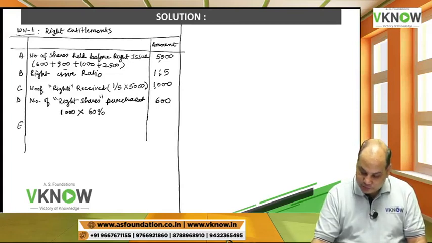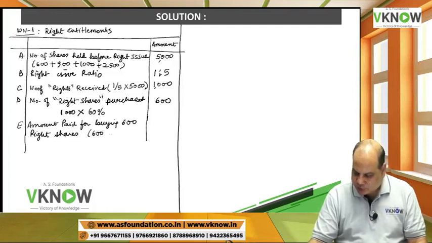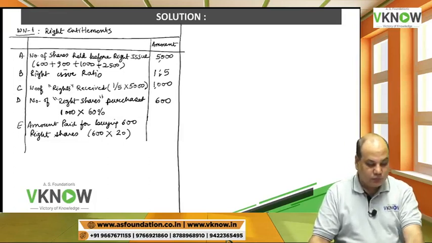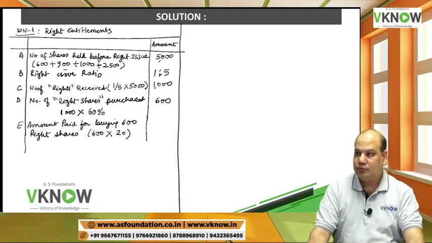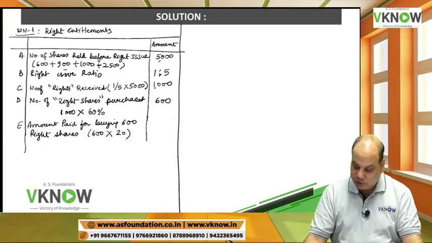Point E, amount paid for buying 600 right shares. So 600 into 20 rupees. Read the adjustment number 2 again. 20 rupees per share is written there. 20 rupees per share was paid. So that is 12,000 rupees.